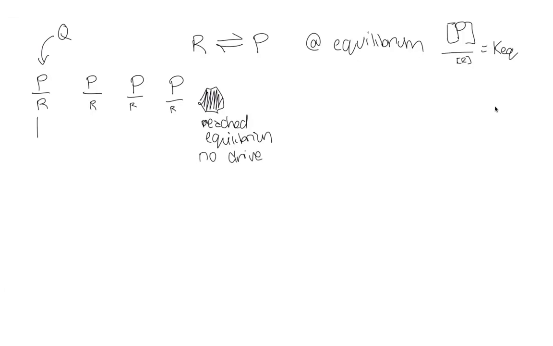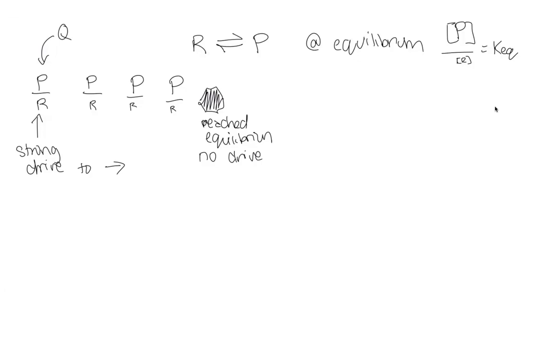And so over here, we had strong drive to the right. But then we went to the right. We started making more product until eventually we got to that point where we had enough products that we were at equilibrium. Our ratio of products to reactants was at equilibrium. There was no drive to move. And that's what happens at equilibrium: your Q equals your Keq. There's no further drive to move.